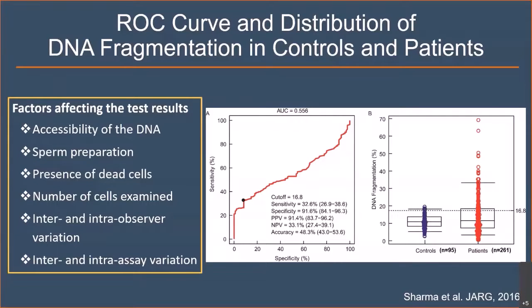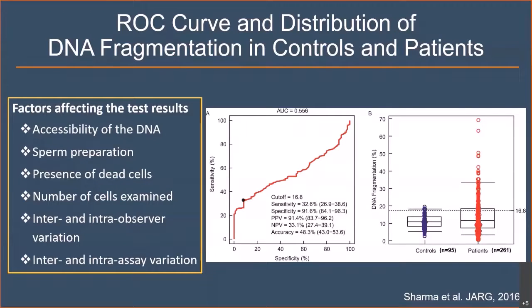There are many factors which can affect the results. Number 1 is the accessibility of the stain to the DNA. Number 2 is the sperm preparation. Any errors or incorrect preparation will lead to erroneous results. The presence of dead cells can also impact the DNA fragmentation, as well as the number of cells examined, and the inter and intra-observer variation, and the inter and intra-assay variation must be established within each lab.